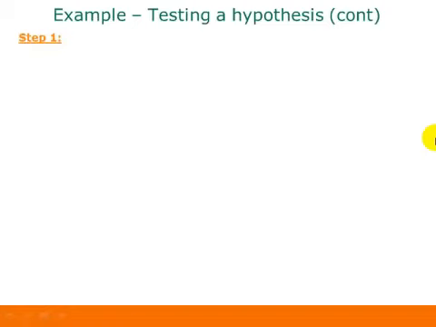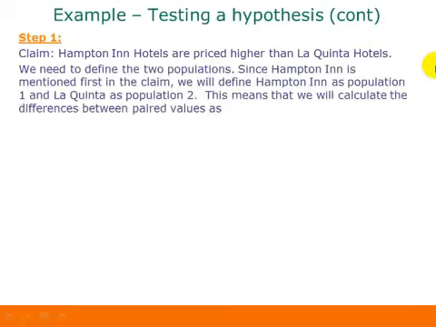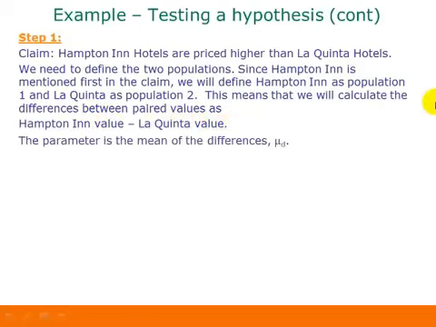Step 1 in our hypothesis test is to write our claim, and that is that Hampton Inn Hotels are priced higher than La Quinta Hotels. And we need to define the two populations. Since we mentioned Hampton Inn first in the claim, we'll just define Hampton Inn as population 1 and La Quinta as population 2. This means that we'll calculate the differences between paired values as the Hampton Inn value minus the La Quinta value. The parameter is the mean of the differences, which is mu sub D.